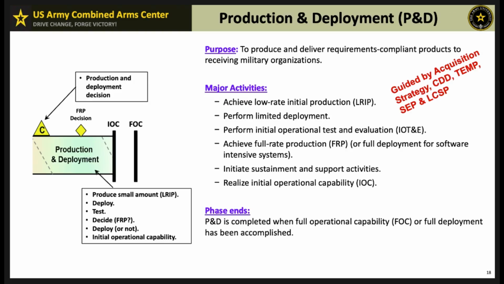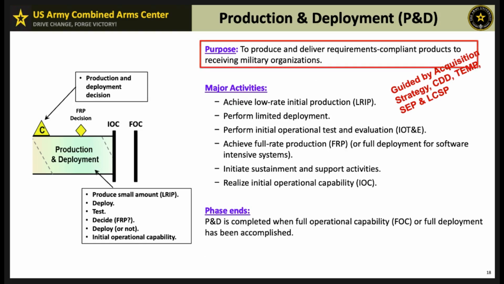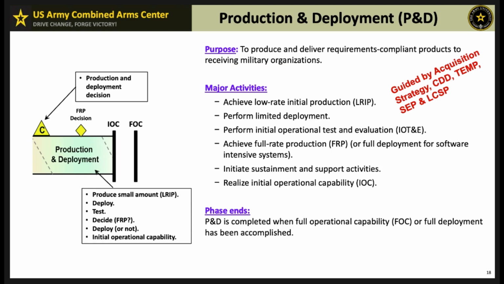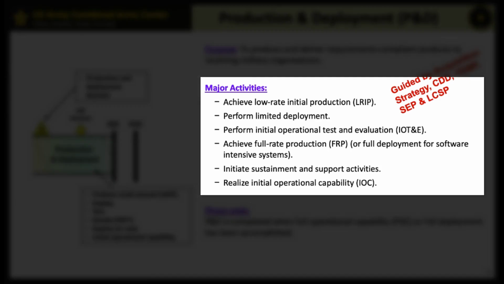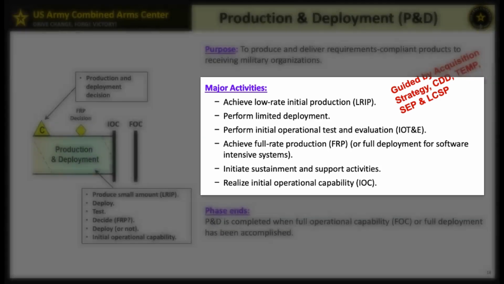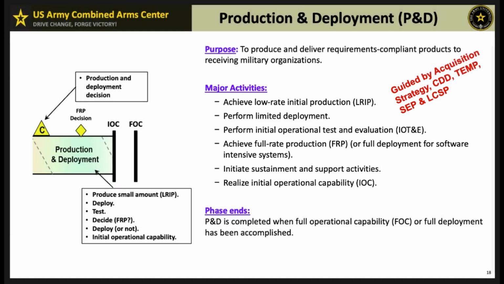In the production and deployment, or P&D phase, the focus shifts to producing and developing fully compliant products to military organizations. The purpose of this phase is to transition from development to full operational capability through careful, phased production and deployment. Key activities during the P&D phase include low-rate initial production, limited deployment, initial operational test and evaluation, full-rate production, or the decision to do that, sustainment and support initiation, initial operating capability.